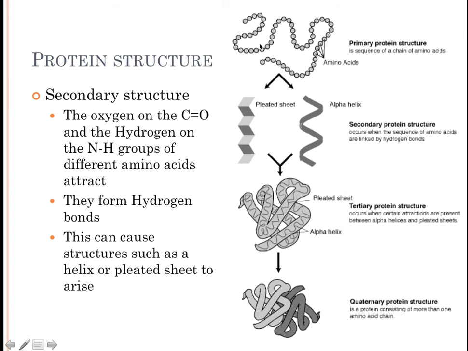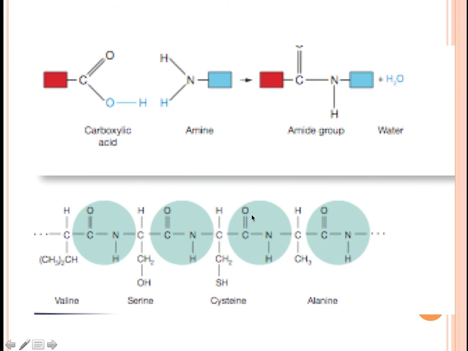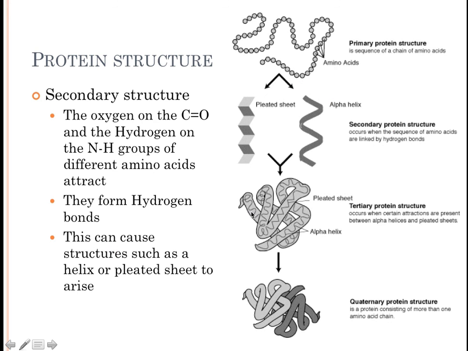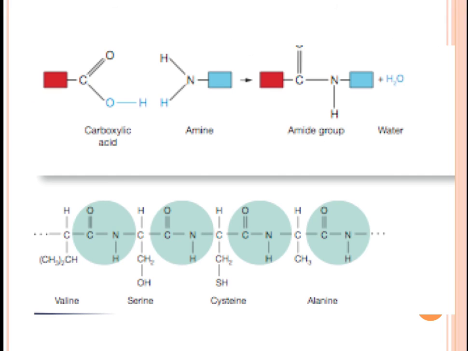Once we've got that primary structure, we've got all our chain of amino acids linked together, we can then link it together to make hydrogen bonds, make our secondary structure. And it's these bits here that do it. Okay? So it's the oxygen in the C double bond O and the hydrogen on the NH, which are going to attract each other. Okay?